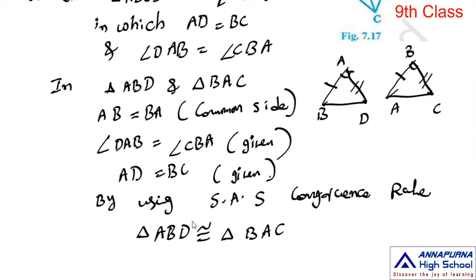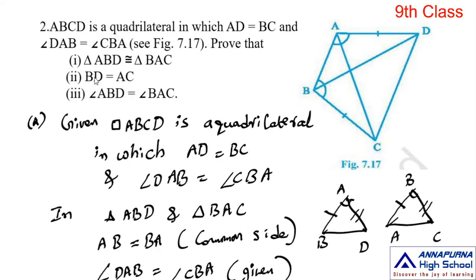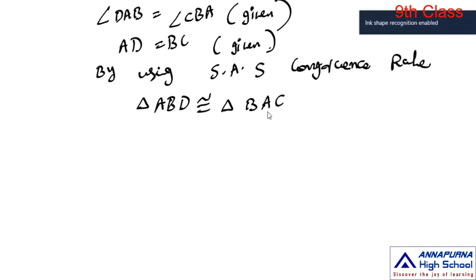Second condition, we have to prove that BD is equal to AC. The diagonals are equal. And the third condition, angle ABD is equal to angle BAC. These two triangles are congruent. Already first condition is proved. Triangle ABD is congruent to triangle BAC.